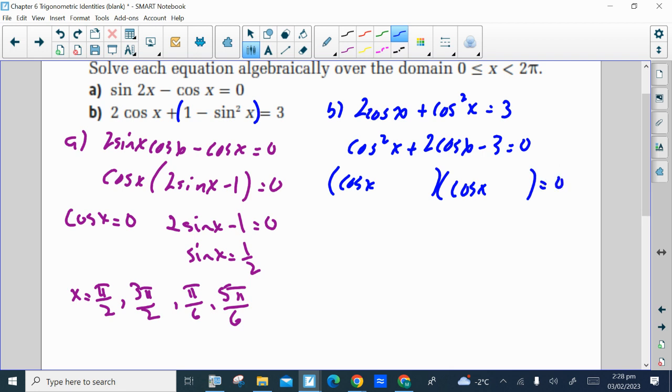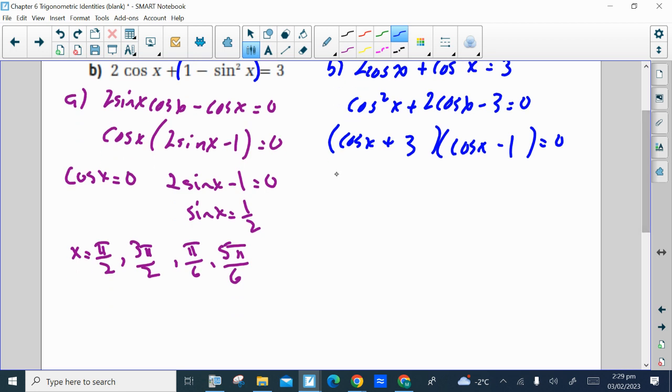So the last 2 terms must multiply to get -3, and when I multiply out the outer and inner and simplify, I should get a positive 2 cos x in the middle, so a plus 3 and a minus 1 will give us that. And you could have the -1 in the first bracket, the +3 in the second. It doesn't matter. So again, our solutions come where each factor equals 0.